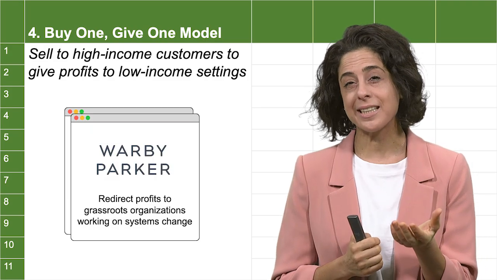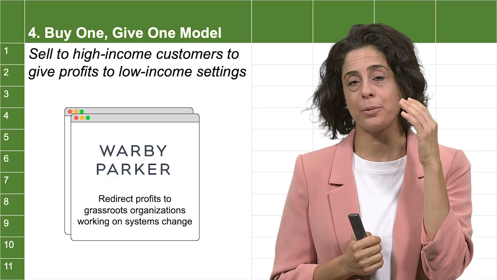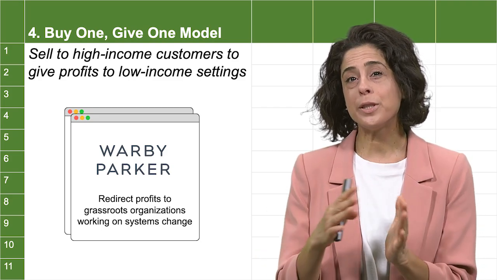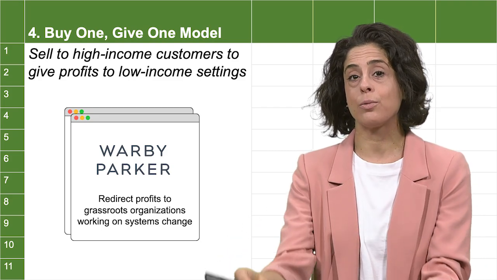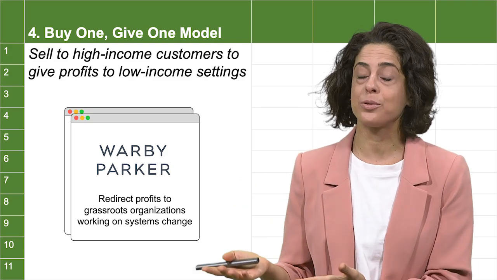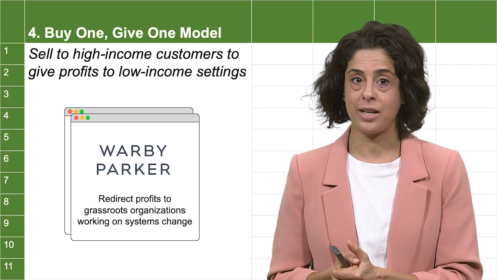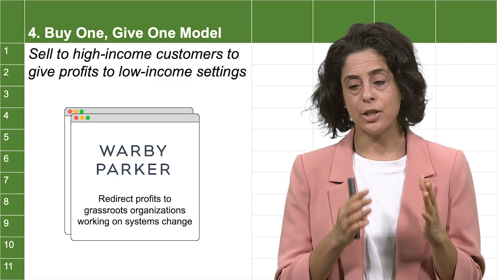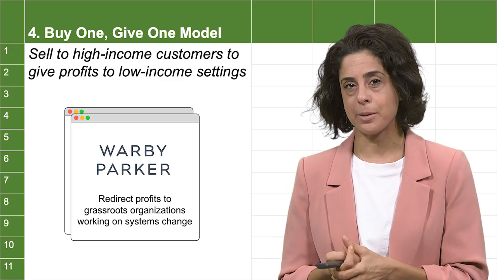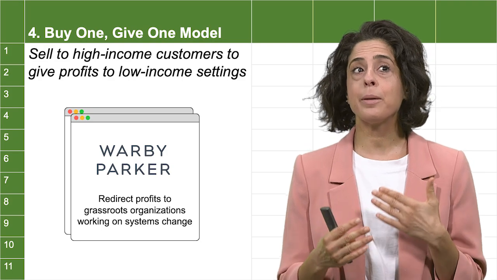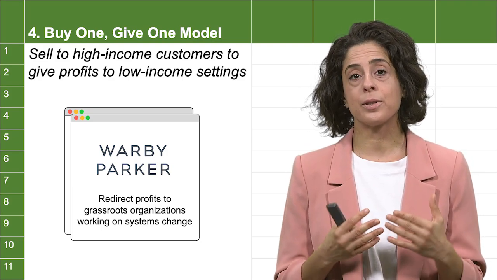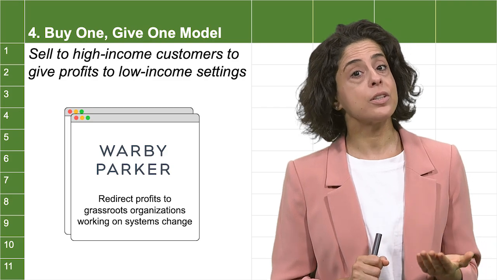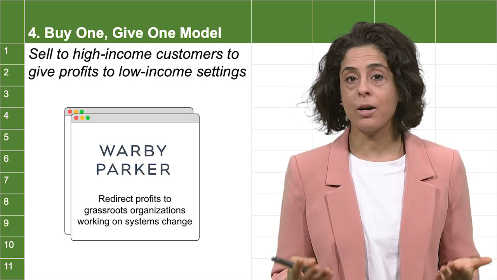Warby Parker is an example of, they started out that way with eyeglasses and sunglasses, and they also are now redirecting that profit rather than giving away things to supporting grassroots organizations working on systems change. But I wanted to mention this model in case you hear about it, so that you know that it's an extreme form of cross-subsidization and that there may be other ways to create more systemic change rather than buy one, give one. And this evolution of the business model of Tom's is quite common.